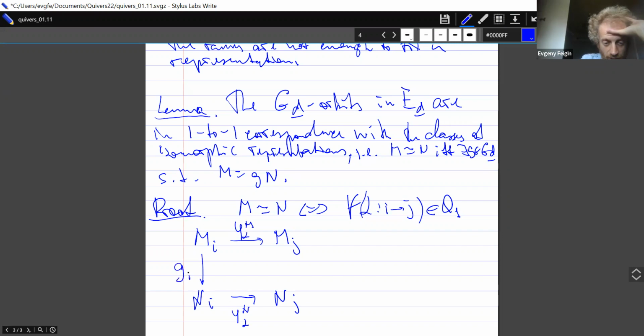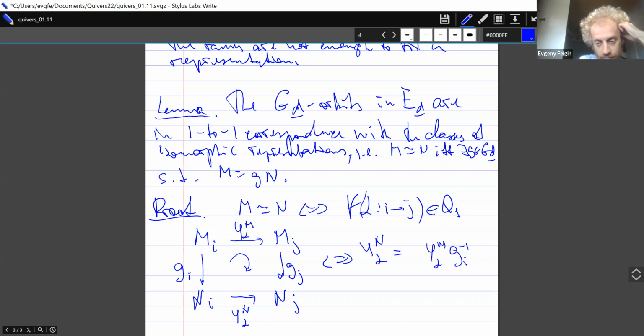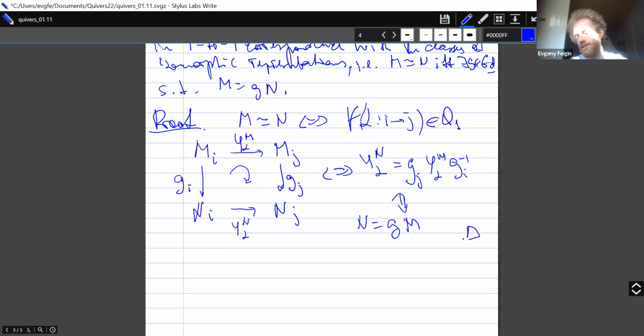So let me denote by g_I, here g_J. So this diagram should commute. And this is equivalent to saying that phi_alpha^N equals g_I inverse phi_alpha^M g_J. And this is equivalent to saying that N is gM. Okay. So actually, this is just the rephrasement of the notion of isomorphisms between two representations.